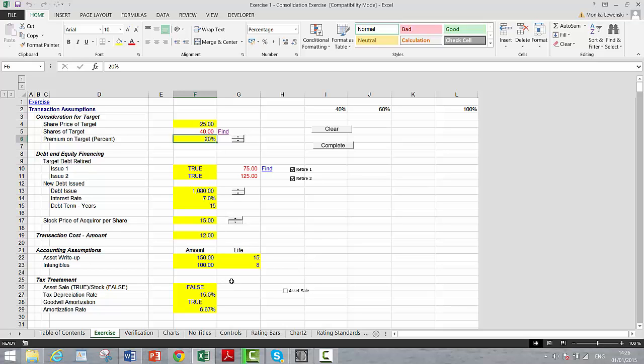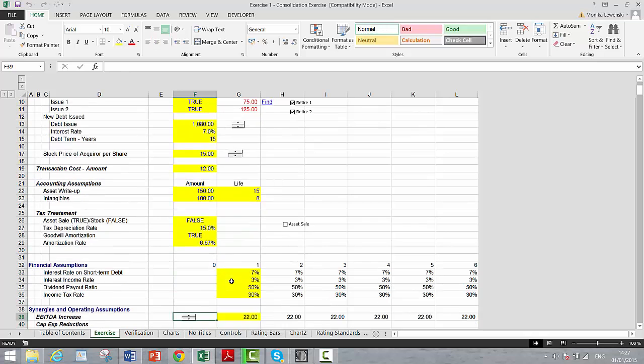And here's the idea. There's no DCF analysis. There's no terminal growth rates. Nothing like that. It's pure what really happens. And if we have two companies in the same industry, what's going to happen with our earnings per share with and without this? So we could retire debt. That often happens because you violate some covenants. We're going to issue some new debt at 7% for 15 years. And our stock price, the acquiring stock price, is 15. The transaction cost, that's the fees and all that, are 12 million or whatever.